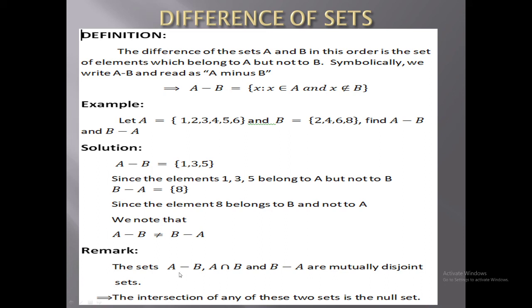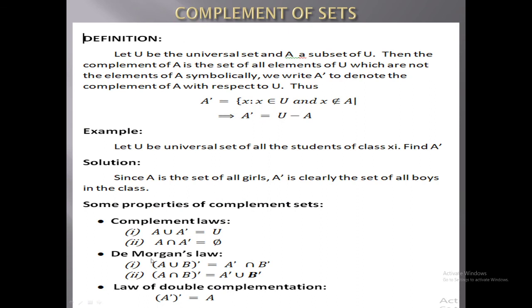The sets A − B, A ∩ B and B − A are mutually disjoint sets, because the intersection of these sets will be the null set. So these three sets are mutually disjoint. So move on to the next one.